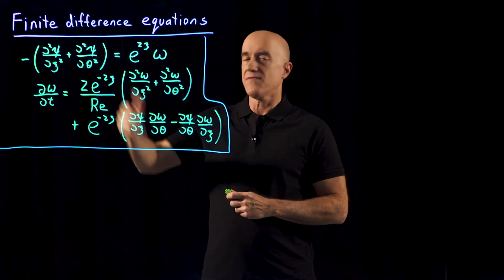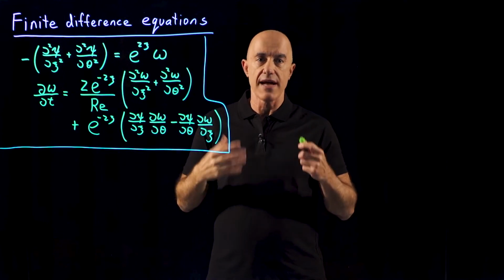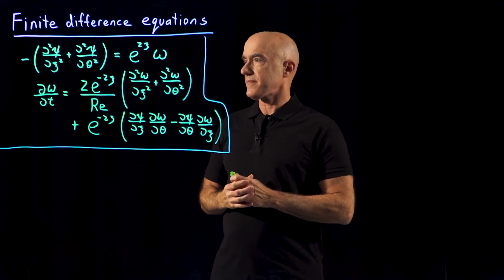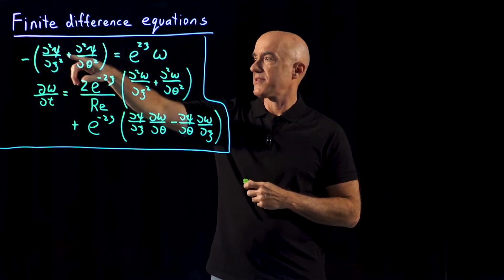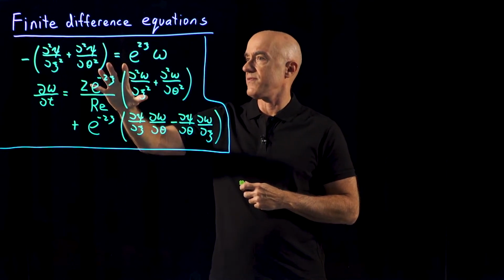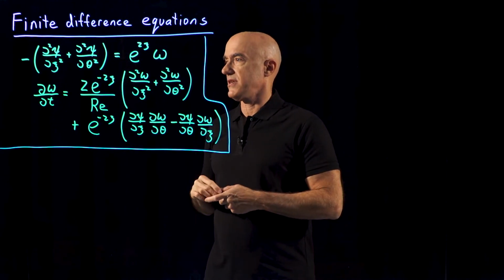So we want to convert these now to equations on our finite difference grid. We're going to use second order approximations for all the derivatives. So let's start with the stream function equation.